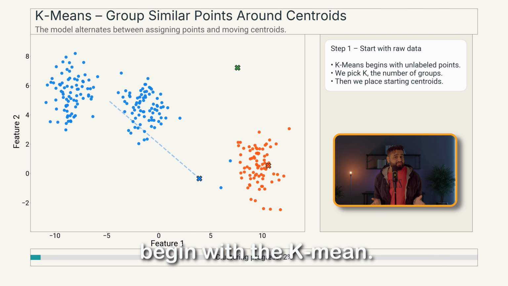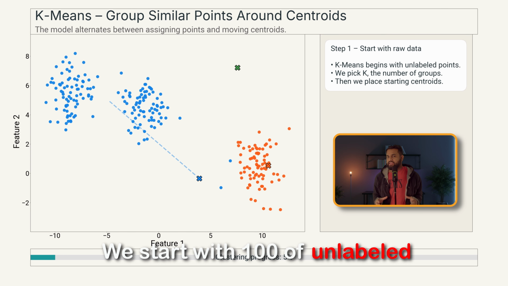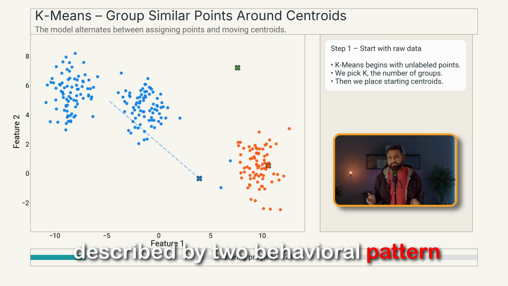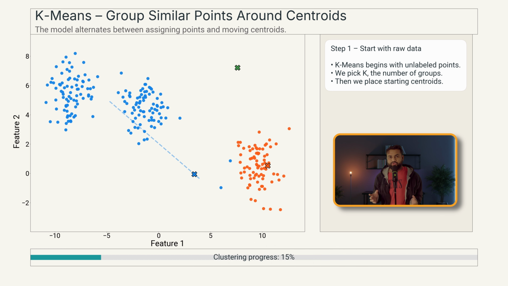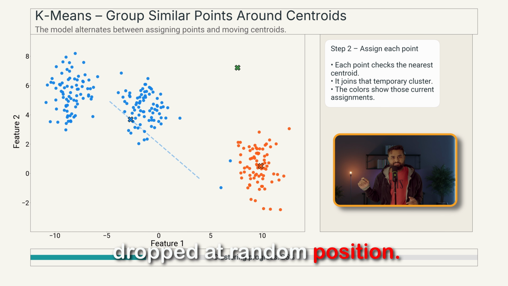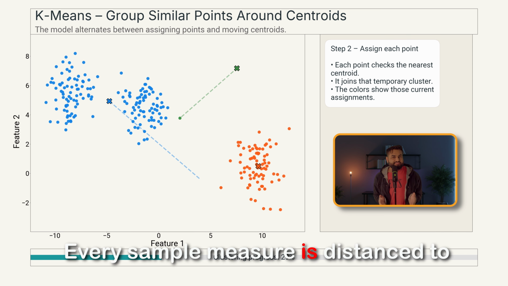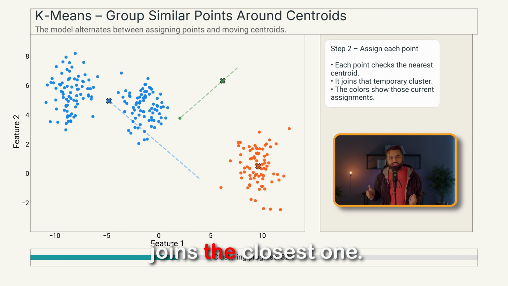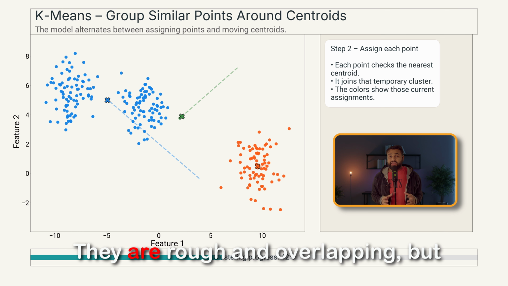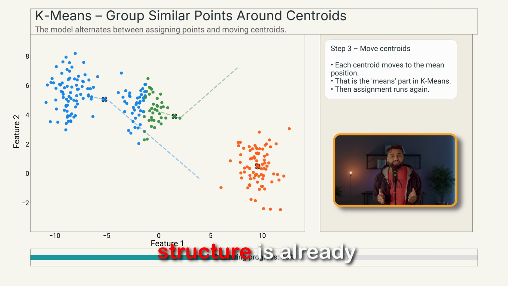Alright, let's begin with k-means. We start with 100 unlabeled network samples, each one a PE file described by 2 behavioral patterns, entropy and section count. No one has told us which files are malware. These centroids marked with X are dropped at random positions. Every sample measures its distance to each centroid and joins the closest one. Watch the colors appear. Blue, red, green. Clusters begin to form. They are rough and overlapping, but structure is already emerging from nothing.